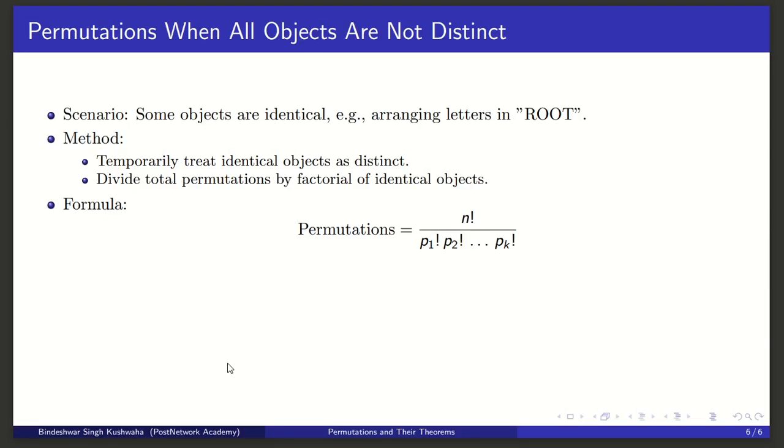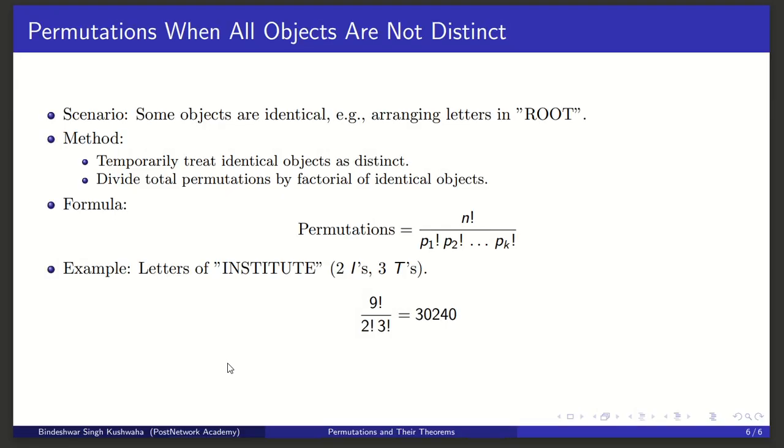See that here the formula would be factorial n upon factorial p1, p2 till pk. We have already learnt this one. Now let us see another example. Let us take the word institute. There are 2 i's and 3 t's. So again the number of arrangements would be factorial 9 upon factorial 2 into factorial 3, because there are 9 letters in institute.